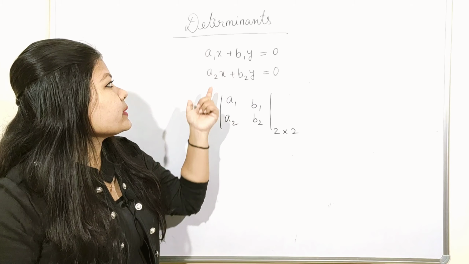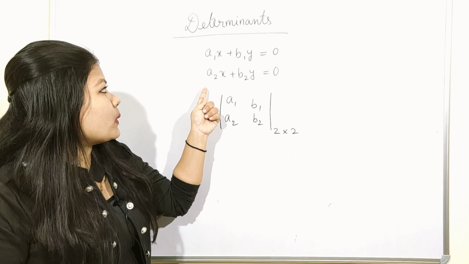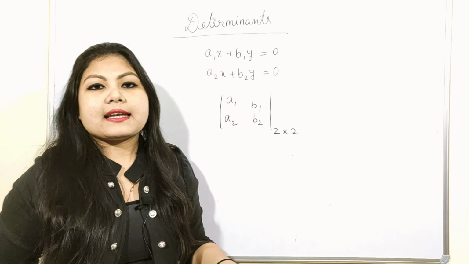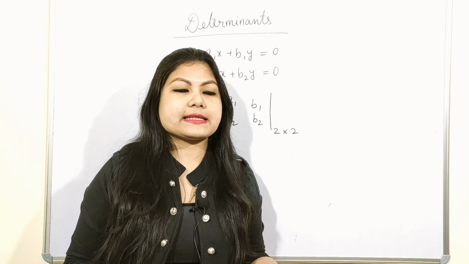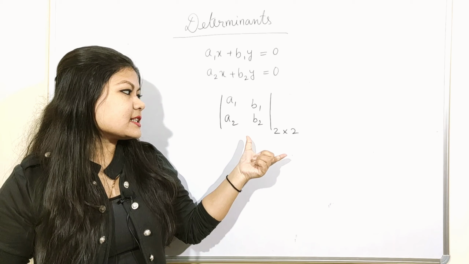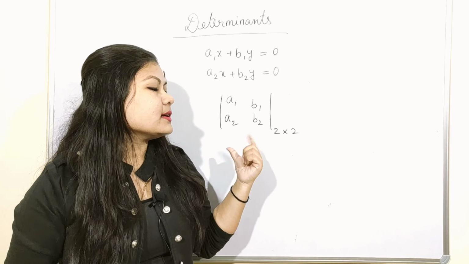Now in place of a1, a2, b1, b2, it can have other coefficients. So other coefficients can also be represented in this form. In this way we can represent a determinant.